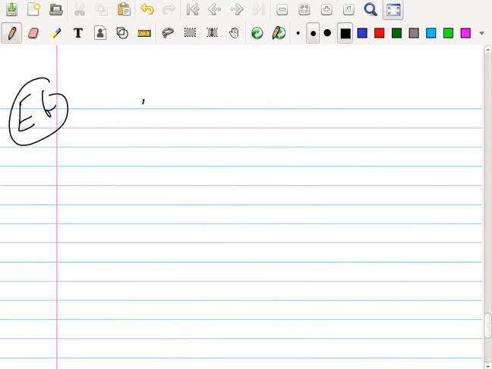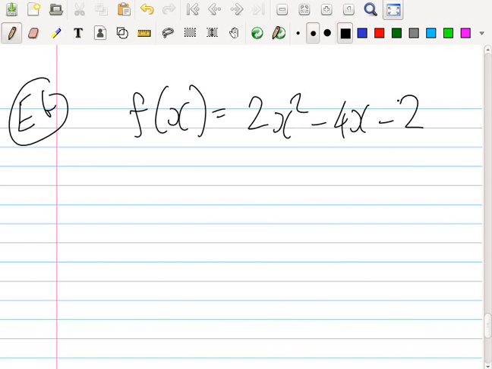Now, what about if I had a quadratic? So, function f equals 2x squared minus 4x minus 2. Can a quadratic be any value? What do we think? Can it? So, for example, let's take a very easy quadratic. y is equal to x squared. Got it? So, what value of x must I use to make y equal to minus 1?